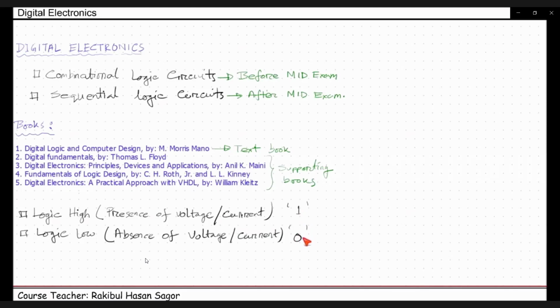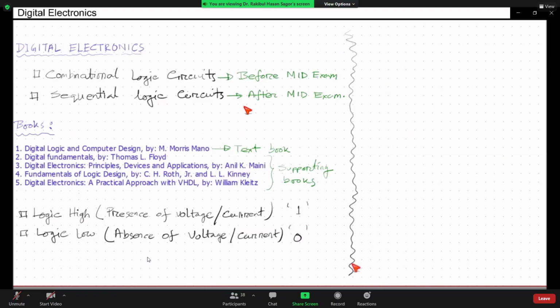As I told you, digital electronics mostly deals with designing of computers, and designing of computers all starts with numbers. So at the very beginning, let me separate this part. We'll start with number system.